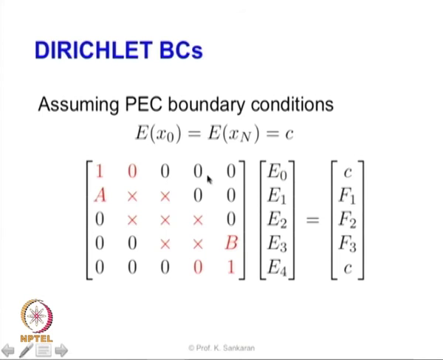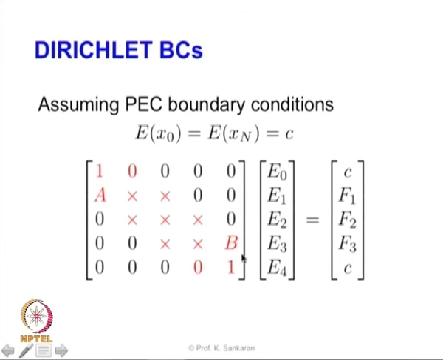When you multiply the first row, you will get E naught equal to C. Similarly, the last matrix will give you E4 equal to C, and this value and this value should be logically 0. This is also coming from the boundary condition itself. But assume that the second element, the first element of the second row, is A, and the last element of the fourth row is B.